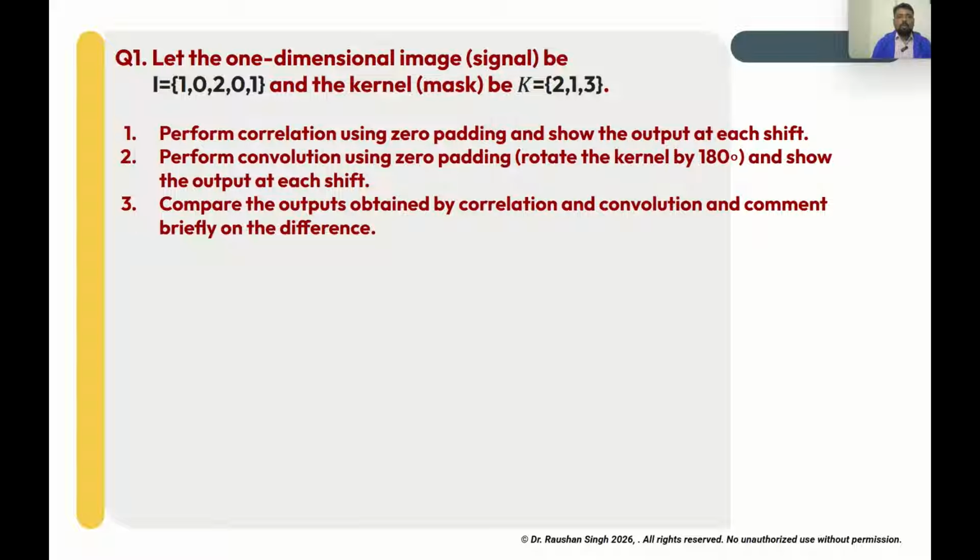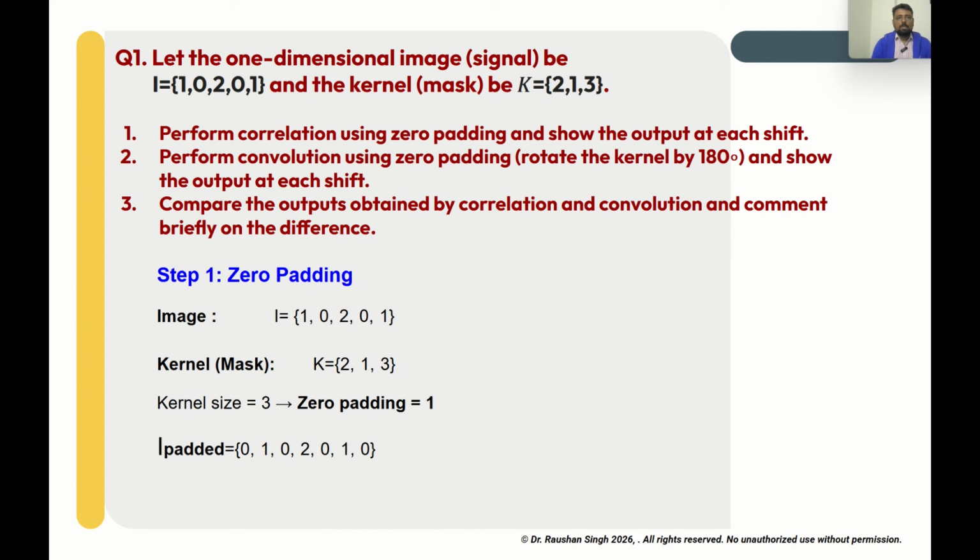So what we have to do initially: first we have to perform the correlation, then the convolution, and then compare the outputs. What difference did you basically get? This is the only question. At first we need to find the zero padding. So what is zero padding? Zero padding is nothing but making the outer layer of the pixels zeros. We consider it as no value. So those zero values we have to find.